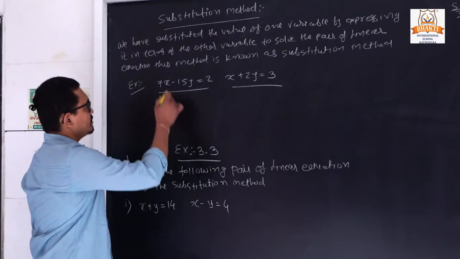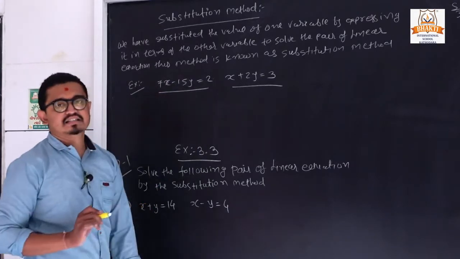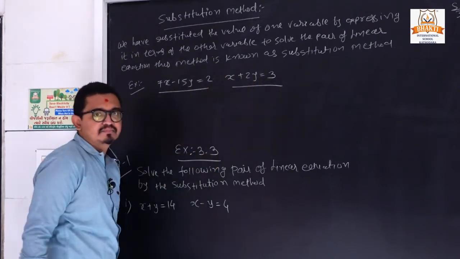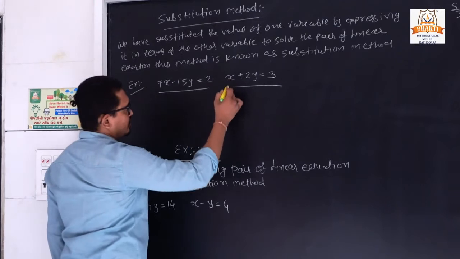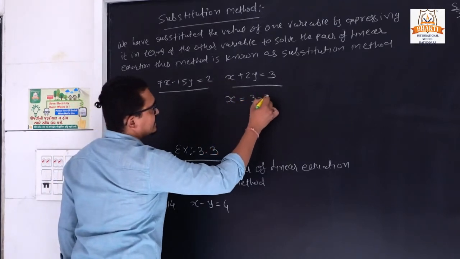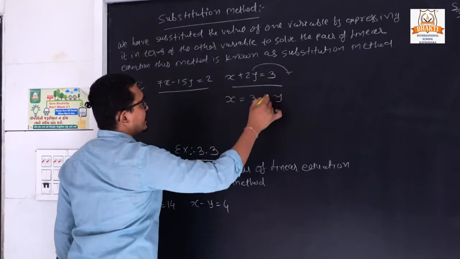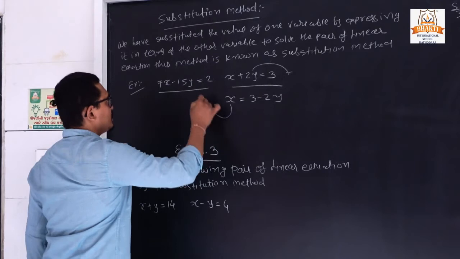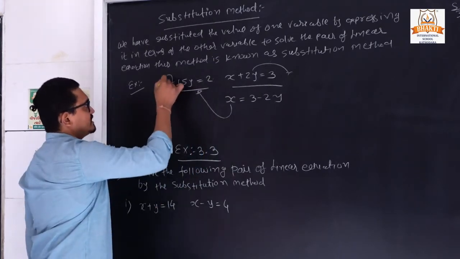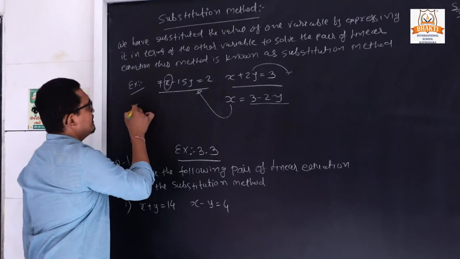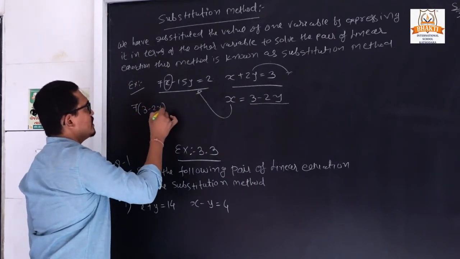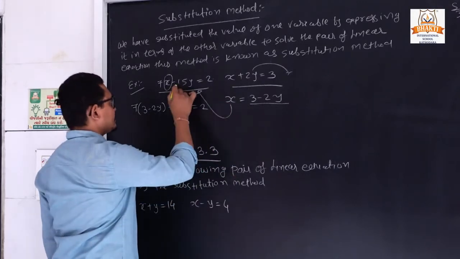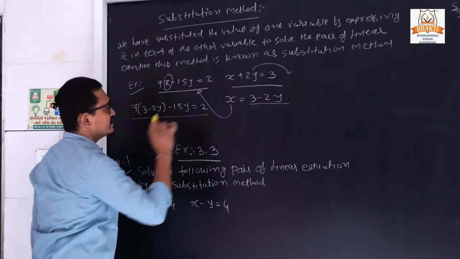Suppose here the first equation is 7x minus 15y is equal to 2, and the second equation is x plus 2y is equal to 3. From the second equation I am writing x is equal to 3 minus 2y, because 2y is going to the other side, so it becomes minus. Now this value we put in our first equation. So x is replaced with 7 in bracket 3 minus 2y, minus 15y is equal to 2.